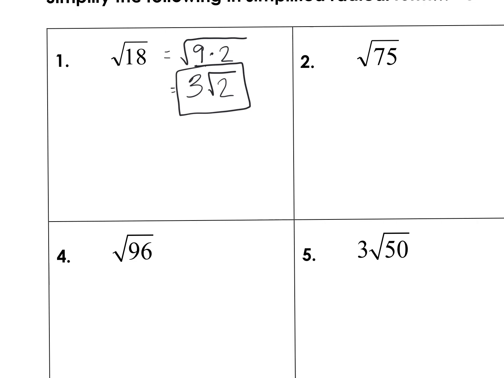So if we move on to the next problem, I know that 25 is a factor of 75. I think about it in terms of money, quarters. There are 3 quarters in 75 cents. The square root of 25 is 5, so that pops out of the square root, and then root 3. And here's your answer.